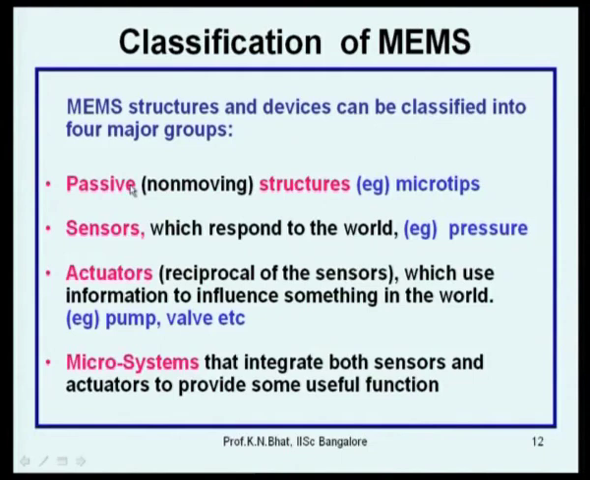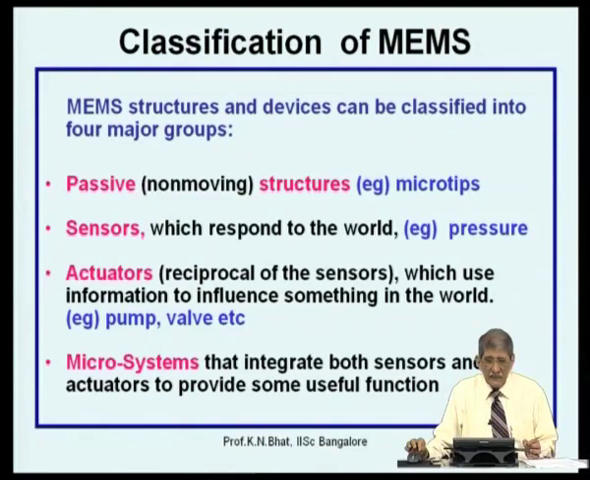Passive structures, for example, micro tips with the finest tip, which will be useful in several applications, including high frequency vacuum tubes, including some of the atomic force microscopes. Those passive structures like micro tips can be fabricated using the MEMS process, that is passive. They are just structures. You can make microfluidic channels, very fine channels you can make for fluid flow in microliters or nanoliters. That sort of thing you can do with this MEMS technology.